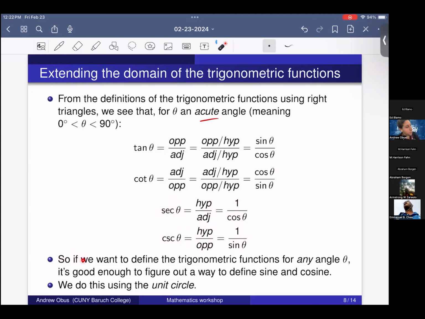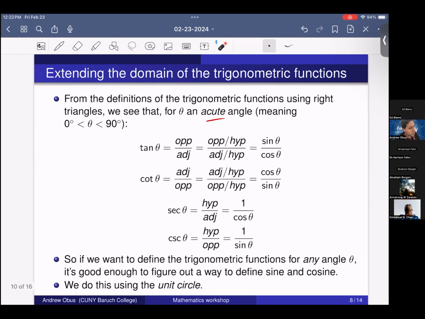Okay, so if we want to define these trigonometric functions for any angle theta, it's good enough to find a way to define sine and cosine. Once you have sine and cosine, you get everything else, right? Tangent is just sine over cosine, cotangent is cosine over sine, secant is 1 over cosine, and cosecant is 1 over sine. So once you know sine and cosine, you can figure out everything else, okay?